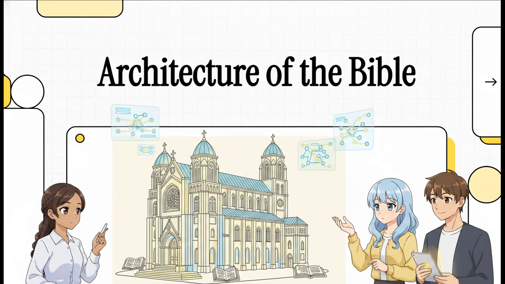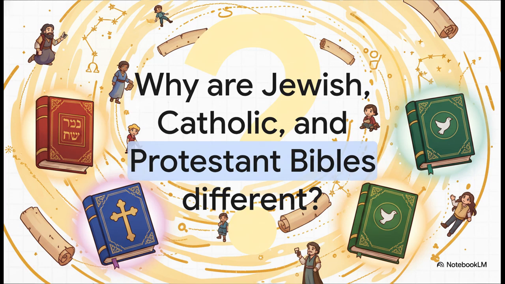Welcome! So, have you ever wondered why a Jewish Bible and a Christian Bible can have so many of the same books, but somehow seem to tell a different story? Well, it's not just what's inside, but how it's all put together. Today, we're going to take an architectural tour of the Bible to see how just changing the layout can actually change everything. The answer to this question isn't just about which books made the cut. It's actually all about the arrangement, the architecture of the collection, the order of the books. That's what really changes the story it tells.